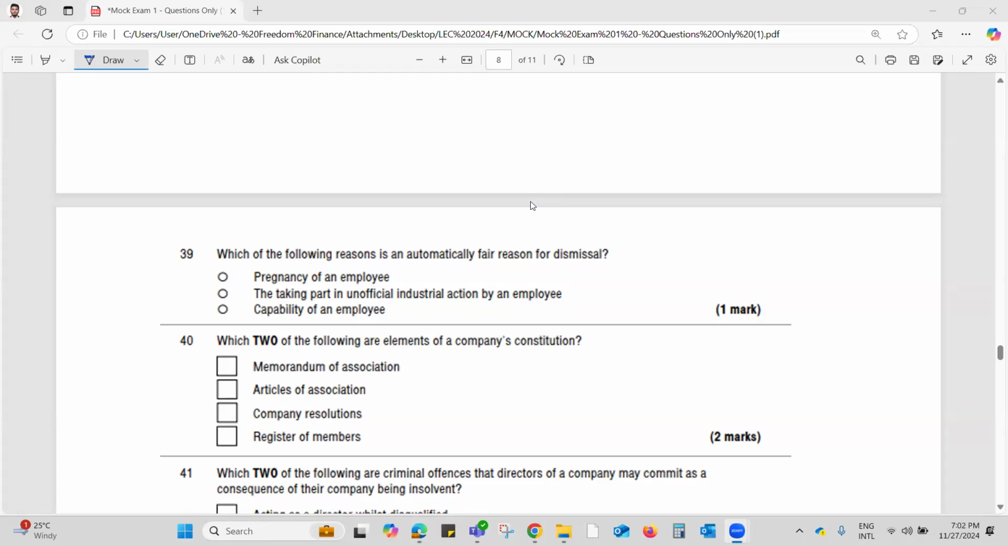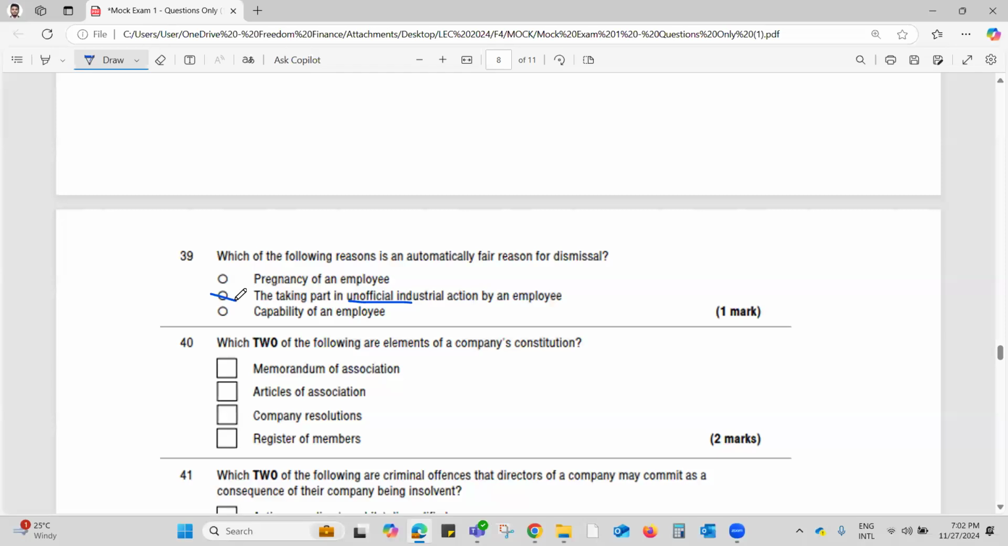Okay, let's see. Which of the following is an automatically fair reason for a dismissal? Pregnancy of an employee. So your employee is becoming pregnant. Is it fair to dismiss her? No. Taking part in unofficial industrial action by an employee? Let's check. Okay. Capability of an employee. If you are basing it on capability, you can't dismiss automatically. It is unfair. So if you are taking part in unofficial industrial action, then we can dismiss you automatically. So that is a fair reason for a dismissal.